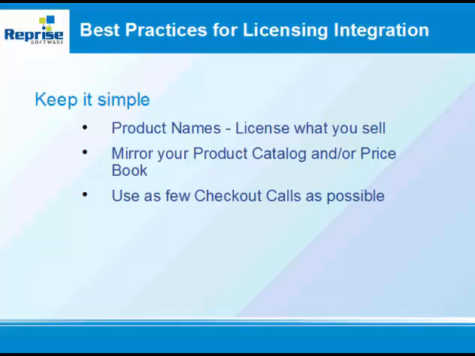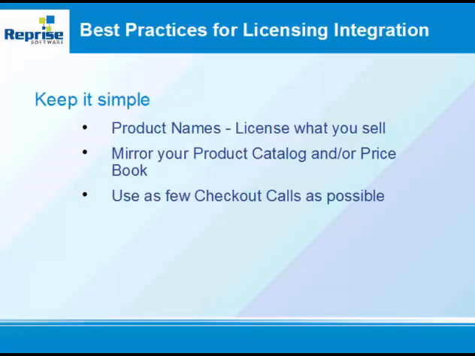The product name you use to check out a license within your software should be as close to the name of the product you sell as possible. We consider it best practice to use the name of the product from your price list. In practice, it's reasonable to have multiple license names in an application. Just keep it within reason.